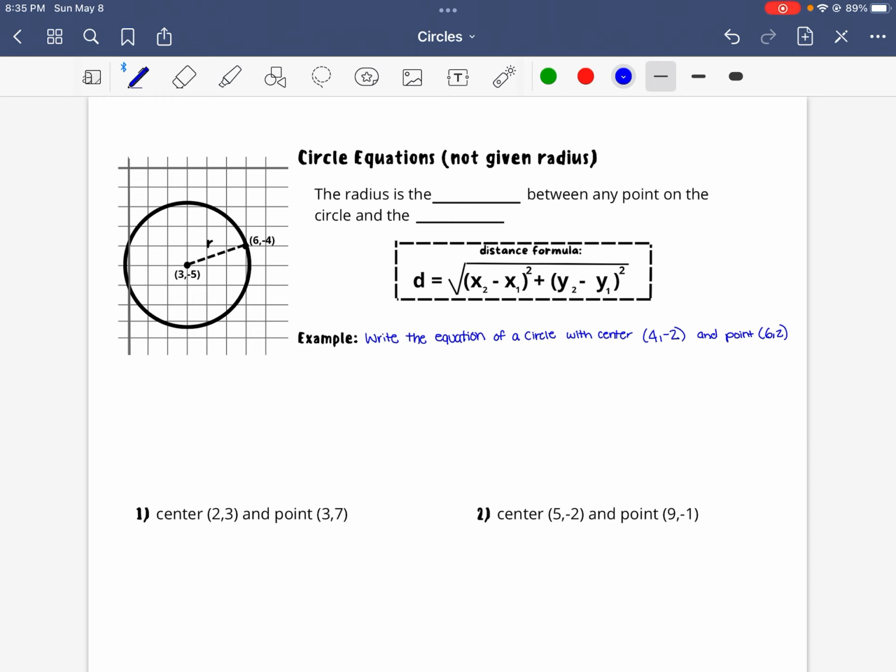Hopefully you had a fun time with the last video and the last set of problems. So with this video we're going to talk about circle equations but in cases where we're not given the radius. So we're going to have to do a little bit more work.